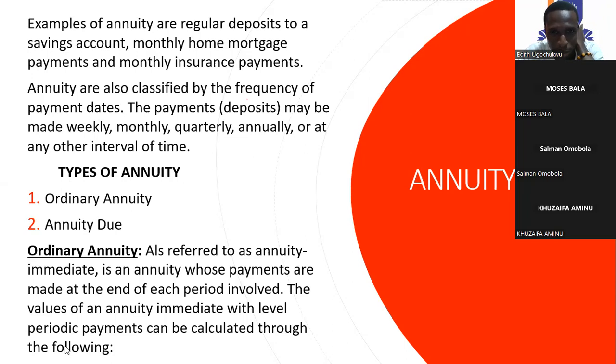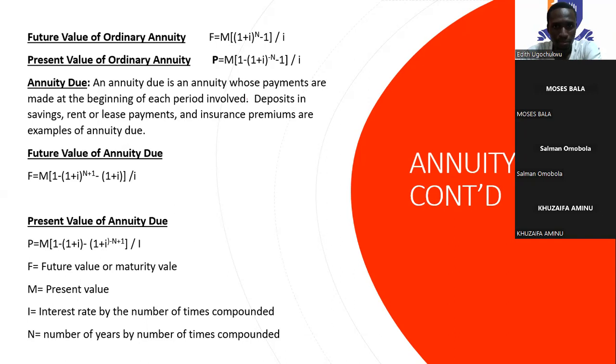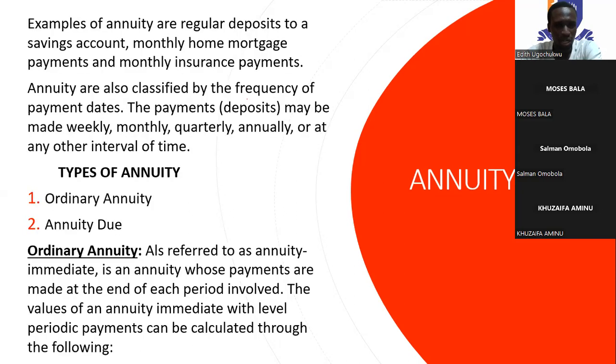So ordinary annuity is made at the end, while annuity due is made at the beginning. So rent will go for annuity due. Insurance will go for ordinary annuity, because you insure whatever you're insuring at the end of the period. But rent, you pay at the beginning of the period. So rent will go for annuity due. Insurance will go for ordinary annuity.